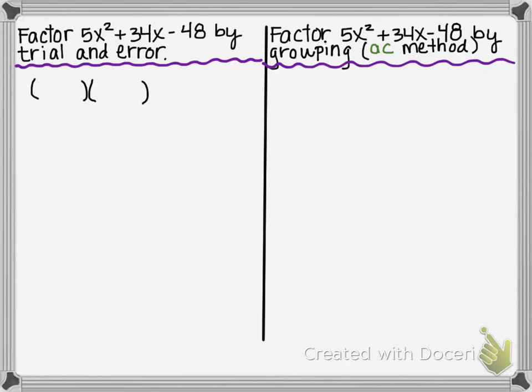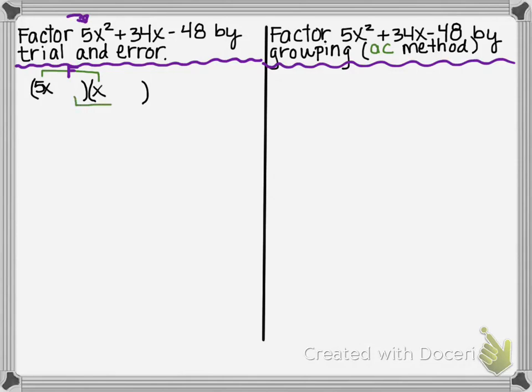Now, I know my binomials have to start with 5x and x. The reason I know that is because the first term of my trinomial is 5x squared. When I do FOIL, 5x and x would be the F of FOIL. My first step would be to multiply 5x times x, which would give me 5x squared. Now, think of FOIL, F-O-I-L. Let's jump to L, the last step.